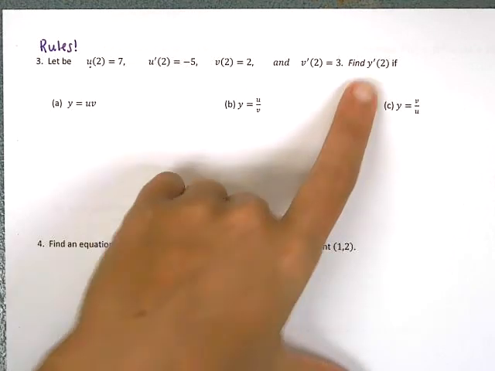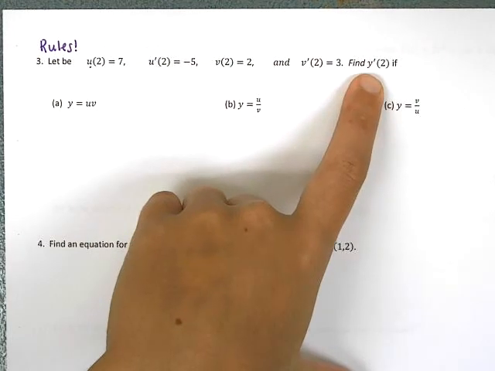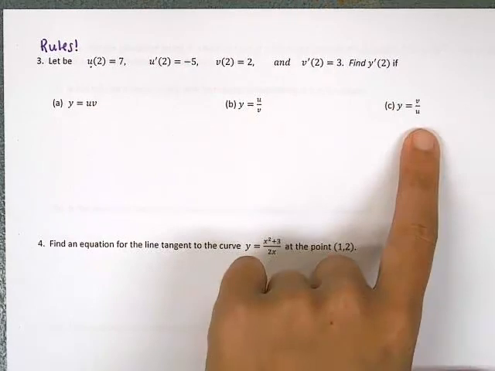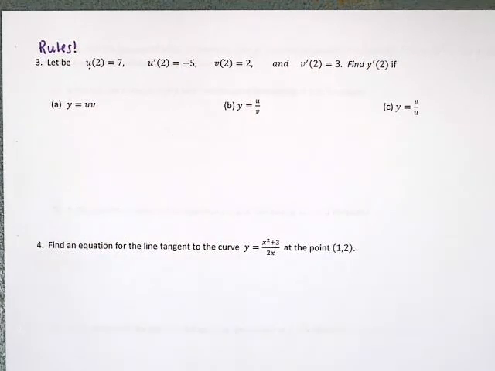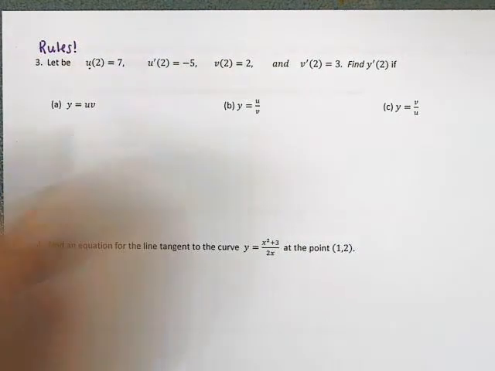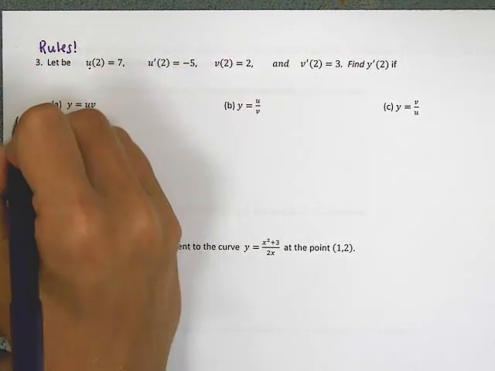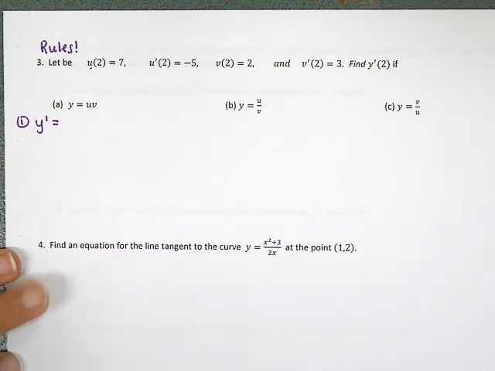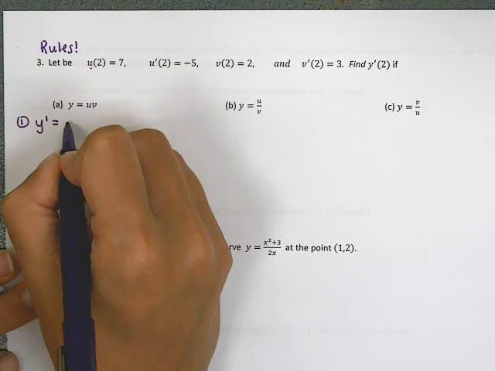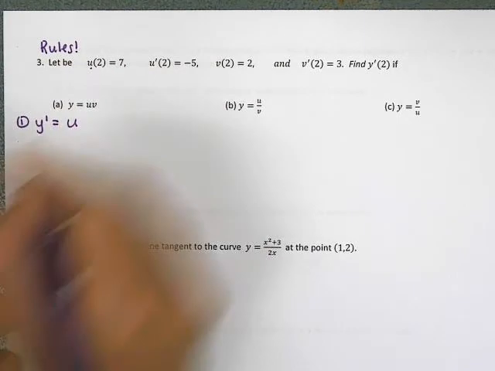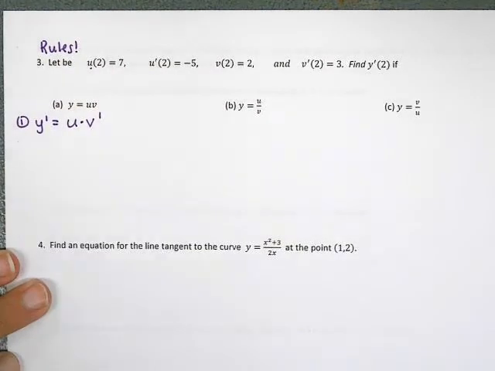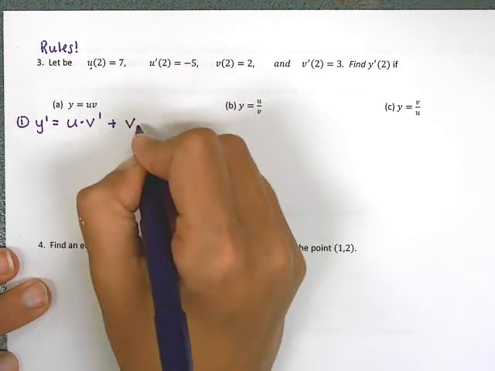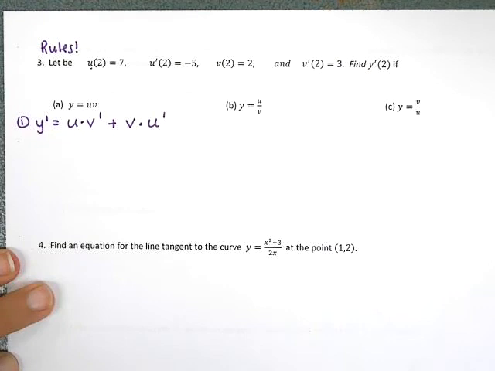It says find y prime, so find the derivative at 2 for each of the following functions. And each of these functions is defined in terms of u and v. To find the derivative of the first function, first I would need to actually find the derivative. Because u is being multiplied by v here, I would use my product rule. Keep the first one the same, take the derivative of the second. Plus, keep the second one the same, take the derivative of the first.